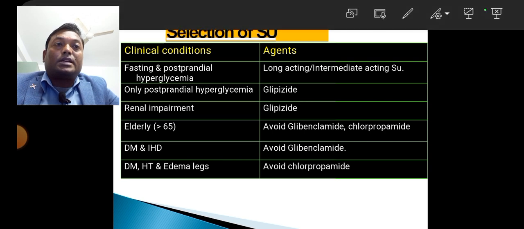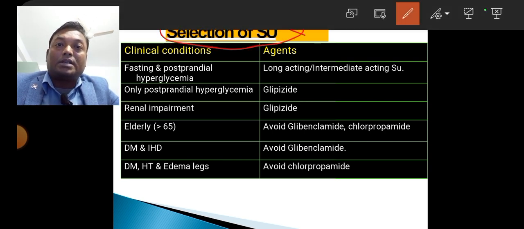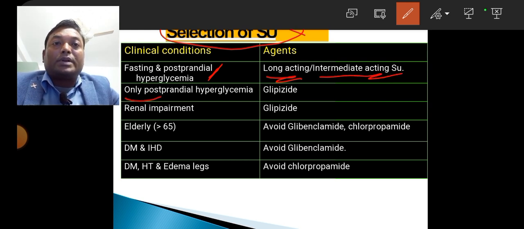Selection of sulfonylureas. How does a sulfonylurea get selected? How do you select which one is better for a particular patient? If the patient has fasting and postprandial hyperglycemia, that is, the fasting blood glucose level and postprandial blood glucose level are high, then a longer-acting or intermediate-acting sulfonylurea can be prescribed. For only postprandial hyperglycemia, glipizide can be prescribed. If the patient also has some renal impairment, then glipizide can be prescribed.